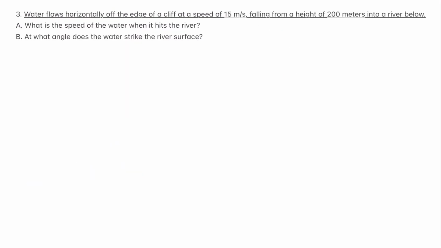Water flows horizontally off the edge of a cliff at a speed of 15 meters per second, falling from a height of 200 meters into a river below. What is the speed of the water when it hits the river?